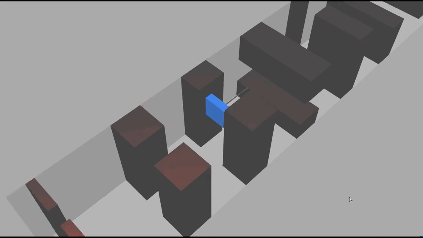The simulator uses a genetic algorithm to run the simulation repeatedly over hundreds of generations, optimizing the controller over time to complete the task as quickly and efficiently as possible.